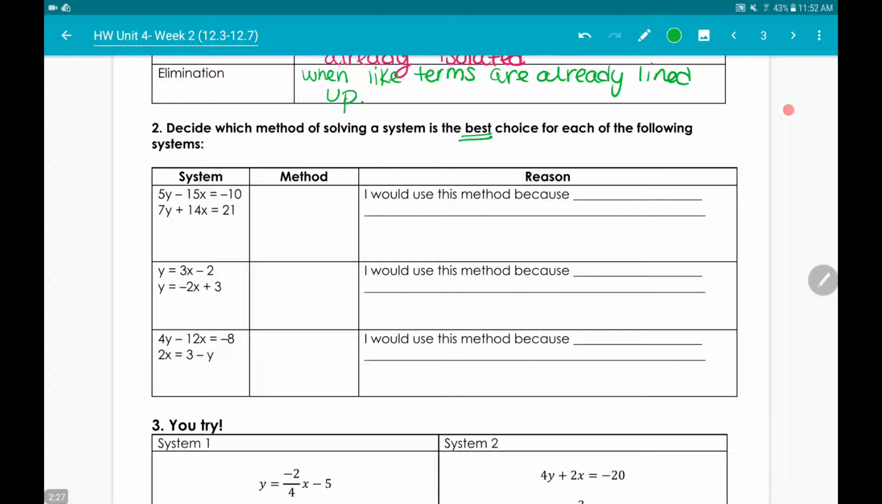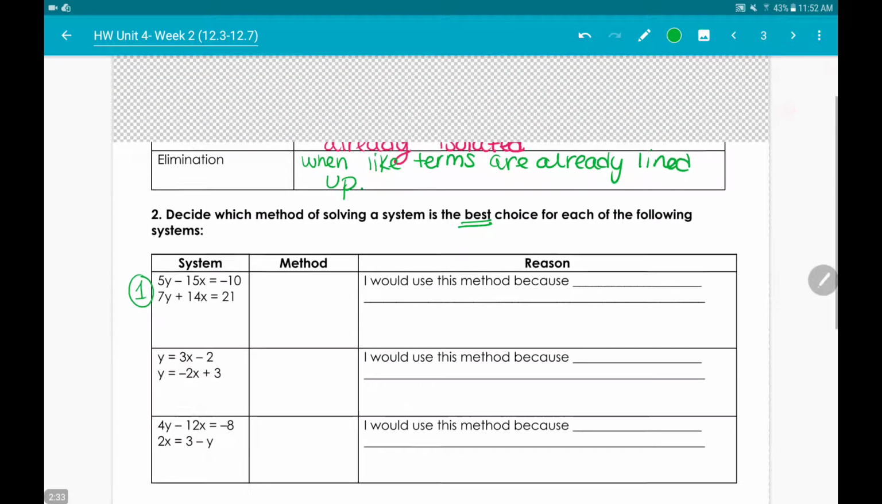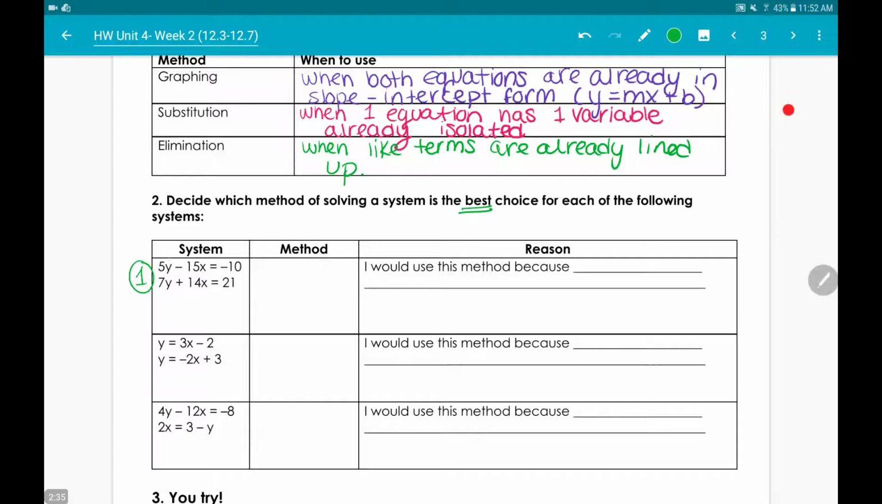So if I look at system 1, okay, and I look at the format, and I kind of see that, oh look, the y's are lined up, the x's are lined up, and the numbers are lined up. That means my like terms are already set. So all I would have to do is match my coefficients. So I would use elimination for this. And I would use this method because the like terms are already lined up.